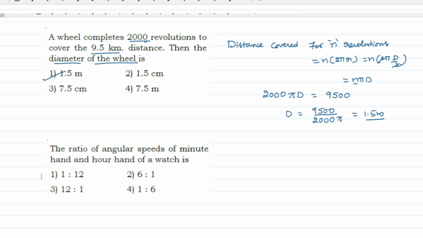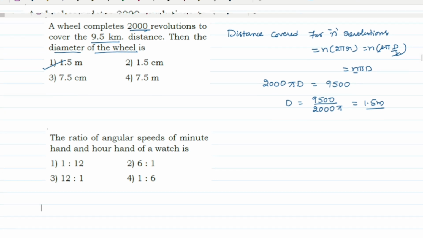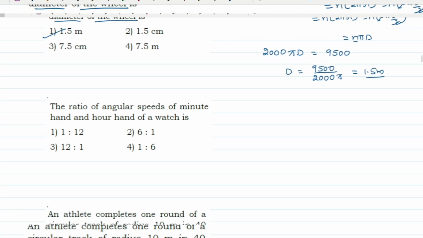The next question says: the ratio of the angular speeds of the minute hand and hour hand of a watch, they are asking. Angular speed of the minute hand, omega minute hand, will be equal to 2 pi by... Here you have to take minute hand and hour hand. The minute hand, to complete one rotation, will take 60 minutes.